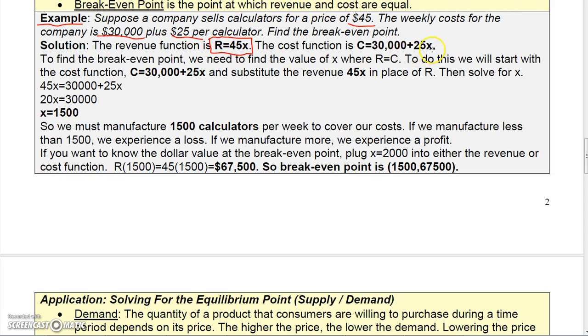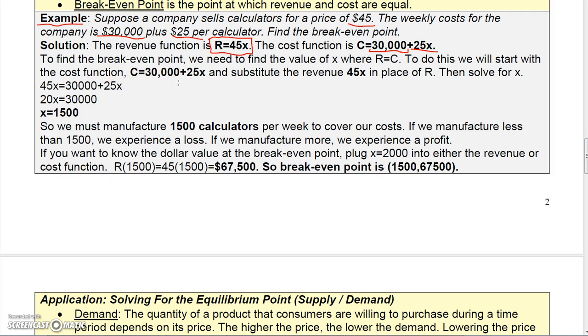Now the cost has two components. It has the fixed cost, which is $30,000, and that doesn't depend on the number of calculators. That's fixed. And then the variable cost is $25 per calculator. So your total cost is $30,000 plus 25x.